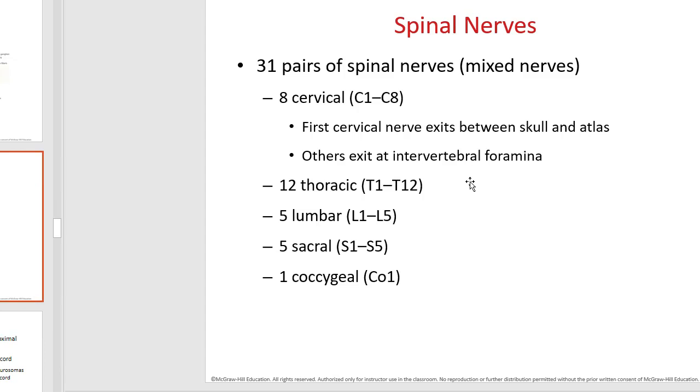So let's break everything down. 31 pairs: 8 cervical, 12 thoracic, 5 lumbar, 5 sacral, 1 coccygeal. So we have cereal at 8, turkey at 12, late lunch at 5, supper at 5, and then 1 for cake. Okay, coccygeal. That's how I remember them.